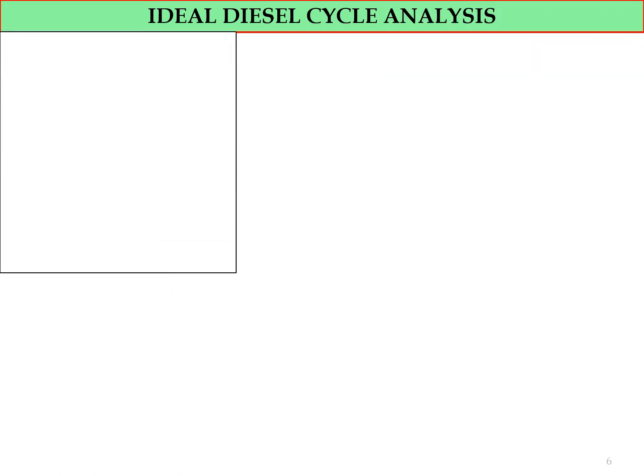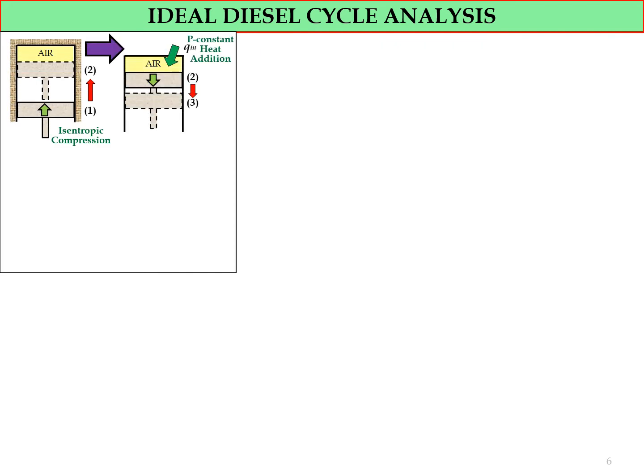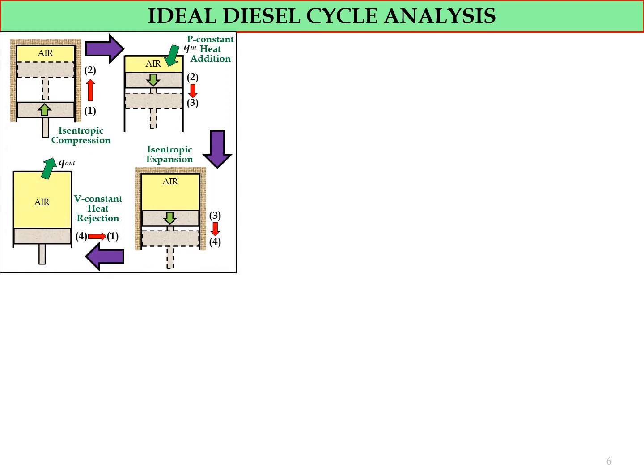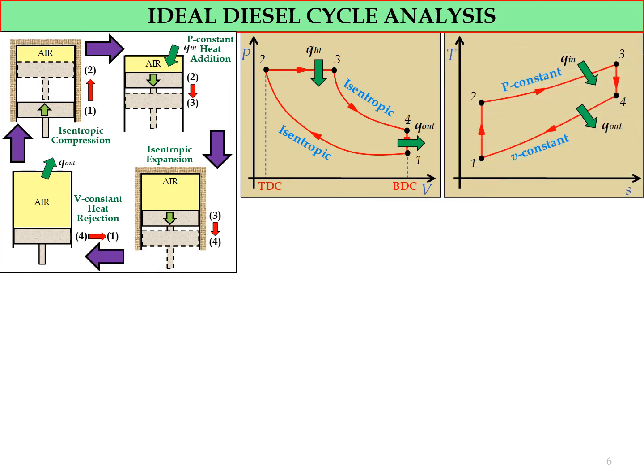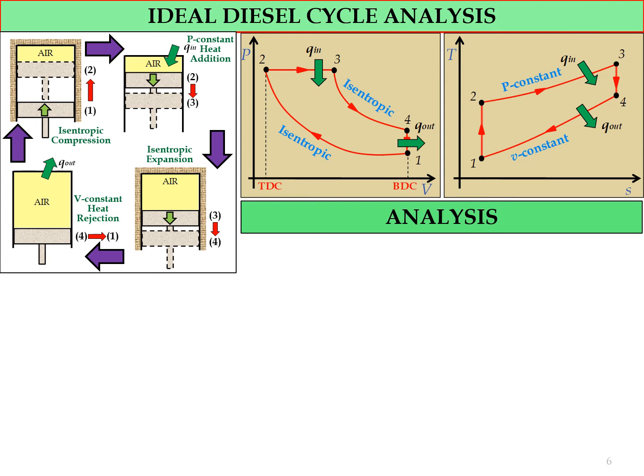Now we look into the ideal diesel cycle analysis. First, we look into the four processes: the adiabatic compression, then the constant pressure heat addition, then the adiabatic expansion, then the constant volume heat rejection, and it goes back to the adiabatic compression. So the process is a cycle, and we look into the PV diagram and also the TS diagram. We have the top dead center and bottom dead center. We have two isentropic processes, one constant pressure heat addition process and one constant volume heat rejection process. This is what I already explained in the previous slide.